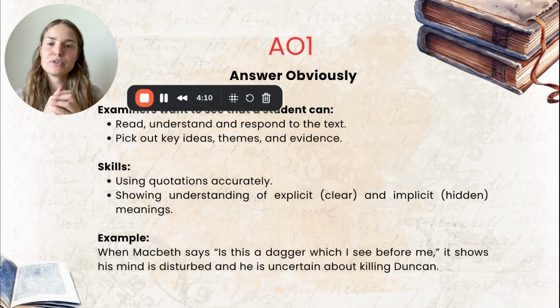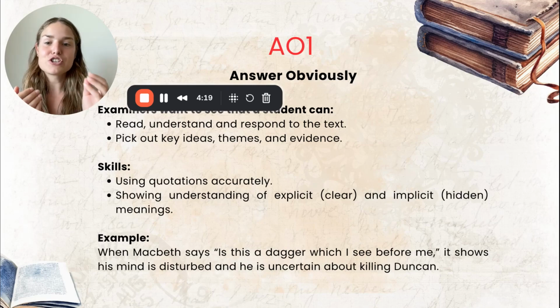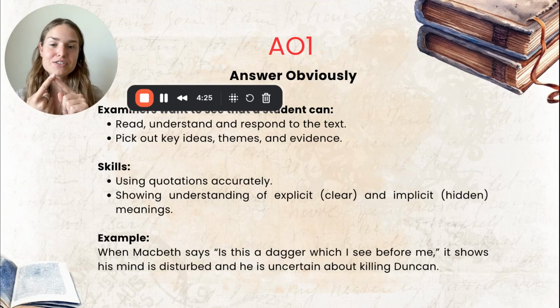So for example, you might show your AO1 knowledge by writing a line like this. When Macbeth says, "Is this a dagger which I see before me?" it shows his mind is disturbed and he is uncertain about killing Duncan. So right away, you're showing you have a comprehensive understanding of the text, you're using good evidence that relates to the question, and you are linking to the question in some way.